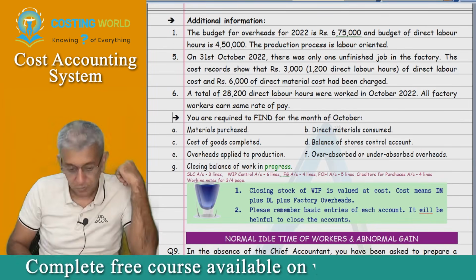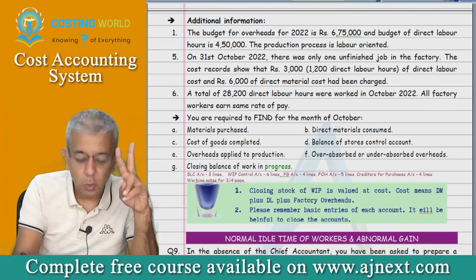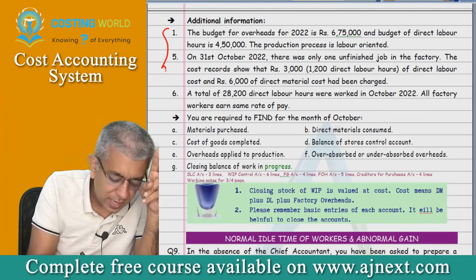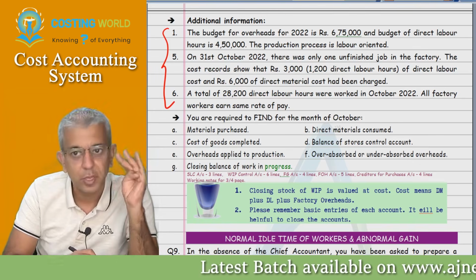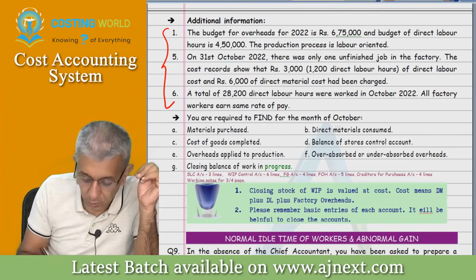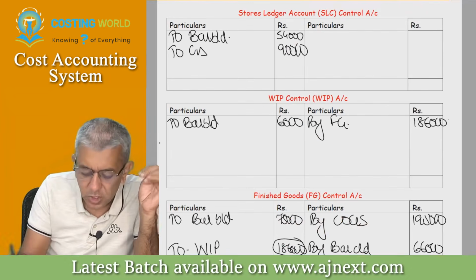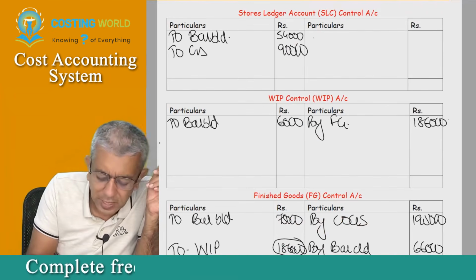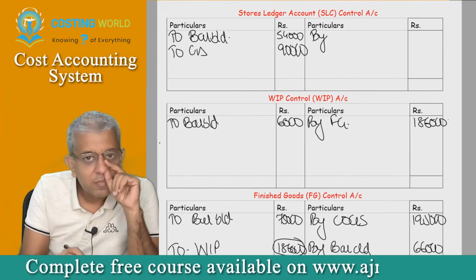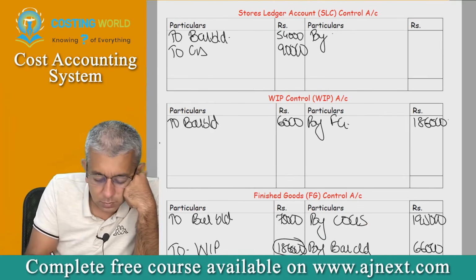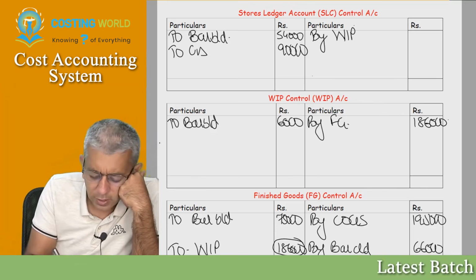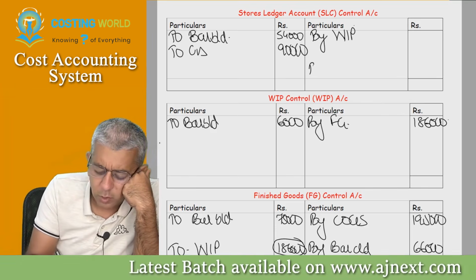Now see, only 3 entries are left, and with the help of these 3 entries you have to complete everything yourself. I'll help you in just a few things, nothing much. Tell me, in the SLC account, credit side, one thing has to be coming for sure. Tell me what? WIP. By WIP. You all write down that. Other things might come or not, but this will obviously come.